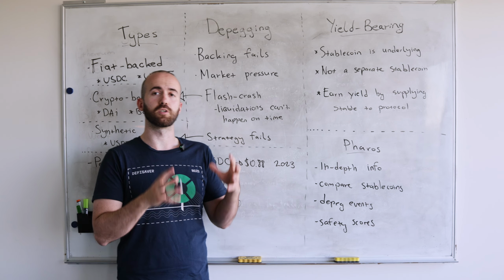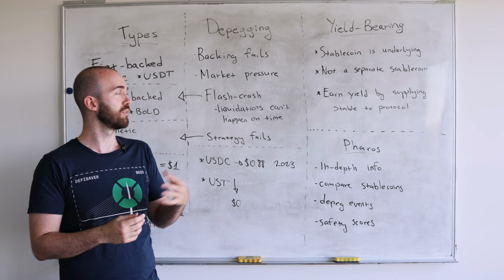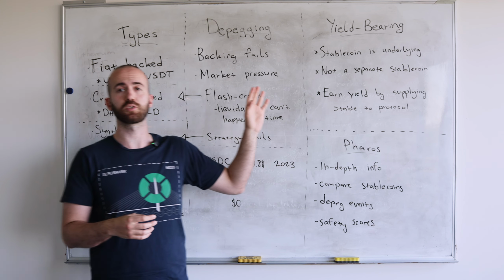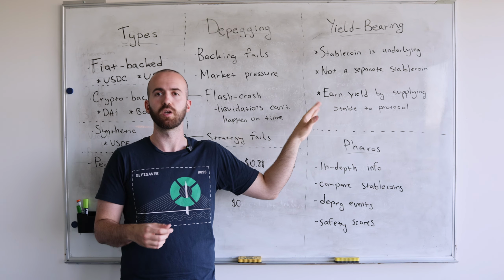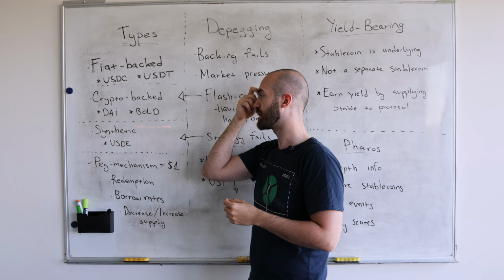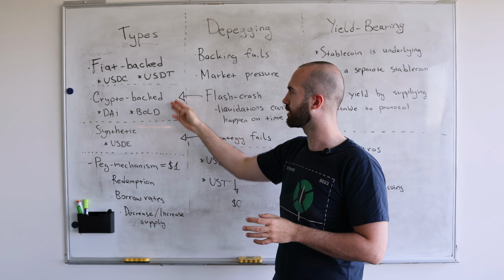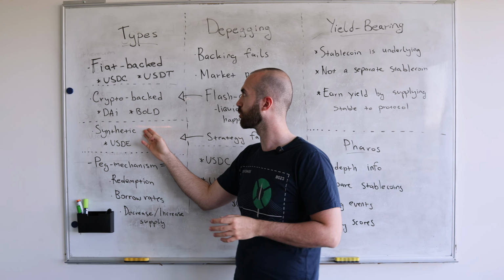We're also going to cover what are the mechanisms that help them work, so the pegging mechanism and the depegging risks, and we'll also cover yield-bearing stablecoins quickly. So to start off with, I decided to separate them into three types: fiat-based, crypto-backed, and synthetic stablecoins.